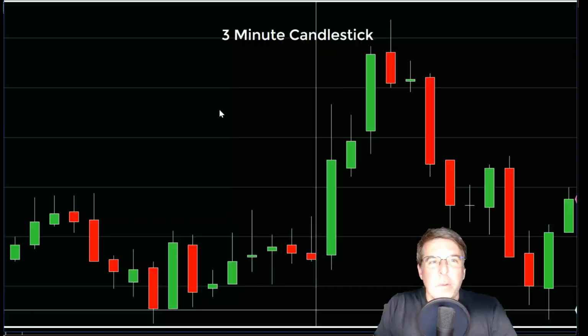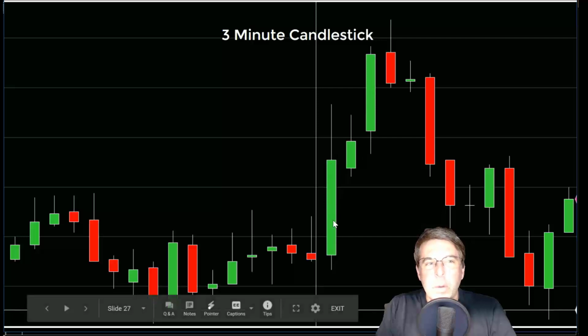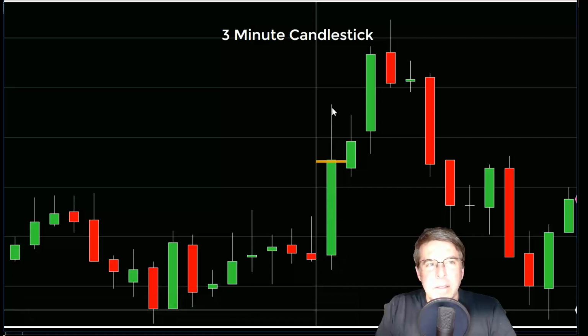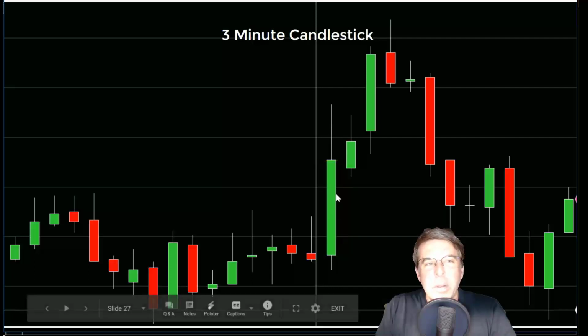So here's what a 3-minute candlestick looks like. I'm not going to go through how to interpret a candlestick in a lot of detail. There is plenty of information on the internet that you can use, but I'll use my cursor here to say, when you're looking at a candle like this one, if it's green or bullish, this is the open, this would be the opening price, this is the low, this is the closing price, and this is the high, all right? And it's green when the price closes higher than where it opened.